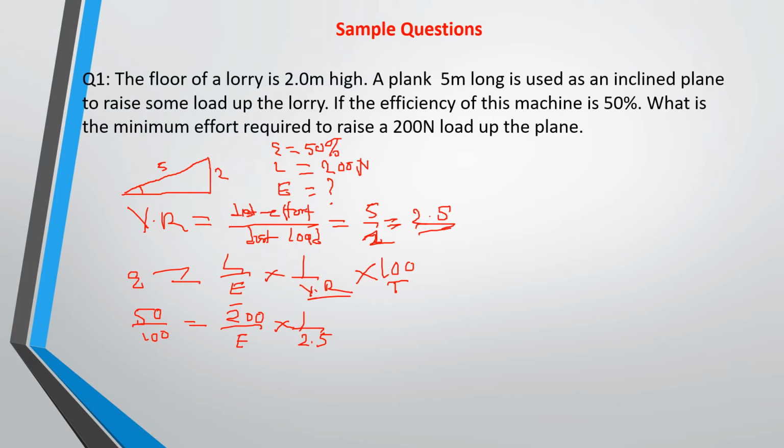So from here, you can make effort the subject of the formula. We've solved similar problems before. So this will give us 200 multiplied by 100, all divided by 50 multiplied by 2.5. By the time you work this out, your effort will be equal to 160 Newton. So I hope this is simple and you see how we were able to get the velocity ratio from the information that was given to us. From there we started solving for the effort.